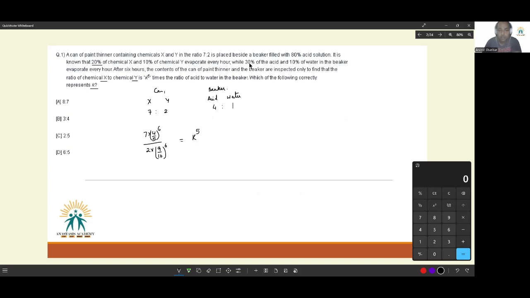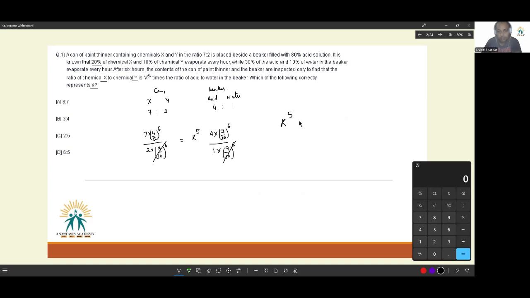For acid, 30% of the acid evaporates, so 70% remains. 4 into 7 by 10 raised to the power 6, by water, 1 into 9 by 10 raised to the power 6. This is what is told to us, and now we have to figure out the value of K raised to the power 5. First thing I can get rid of is this 9 by 10 raised to the power 6 on both sides. Let me bring everything over to one side.